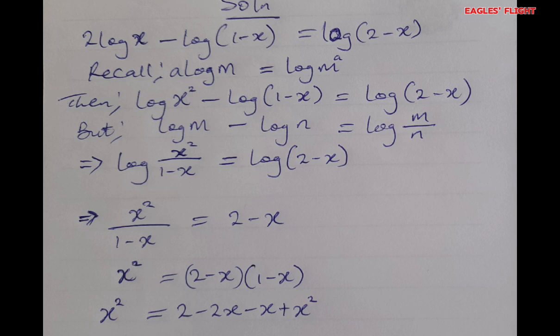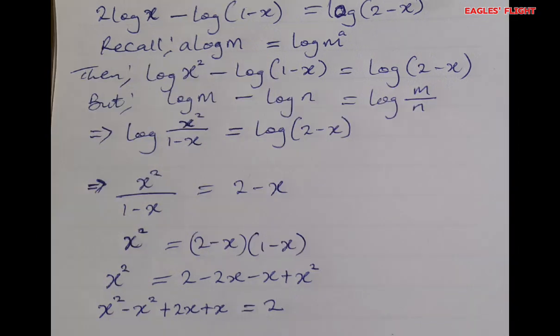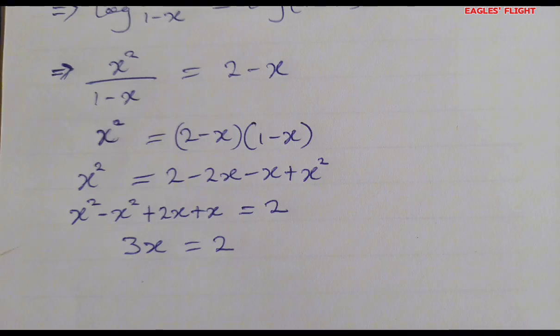In collecting like terms, we bring all the values of x on the right hand side to the left hand side to meet x squared. So we have x squared minus x squared plus 2x plus x equals 2. Take note of the signs: the plus x squared on the right becomes negative x squared on the left, because when a term crosses the equals sign, it changes to the opposite sign. Simplifying, x squared cancels x squared, and we are left with 2x plus x, which gives 3x equals 2.